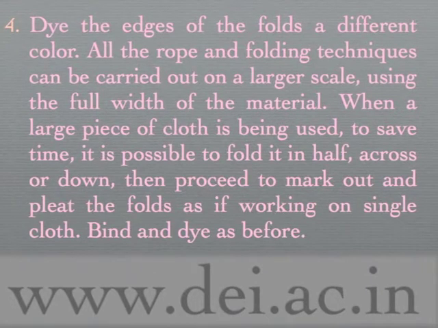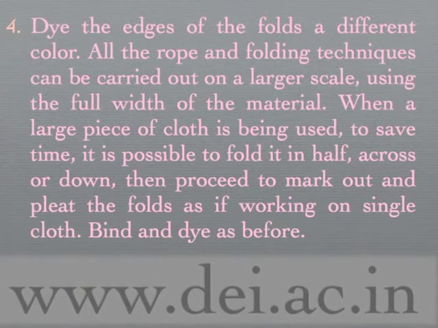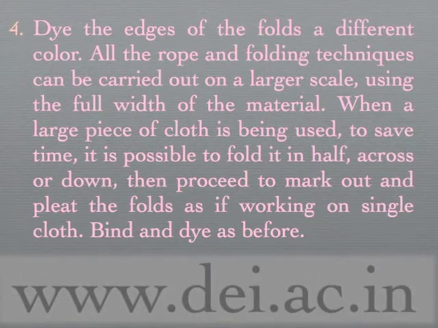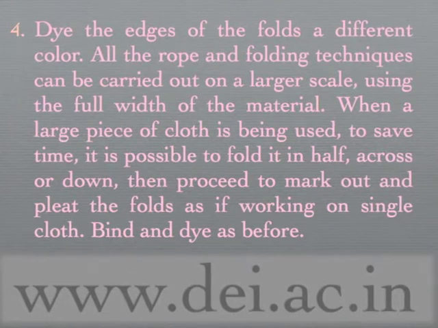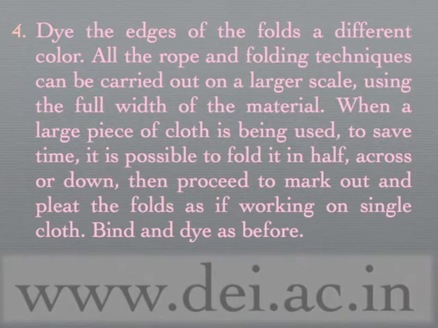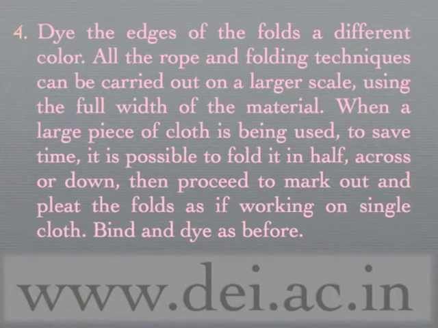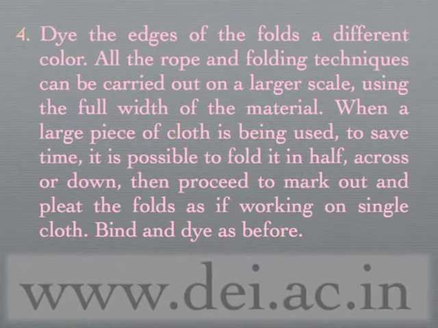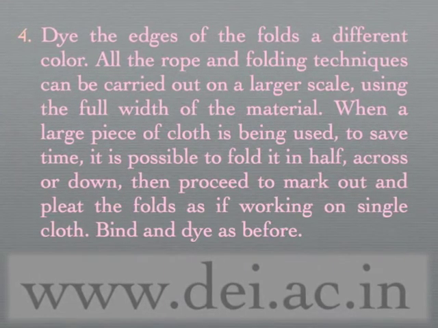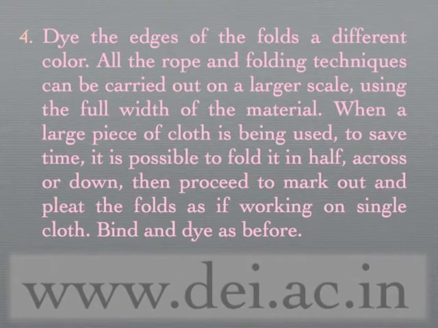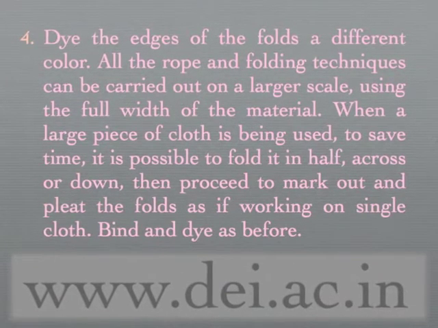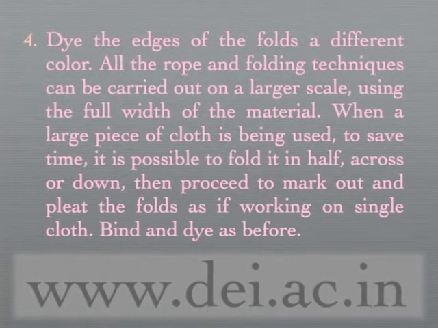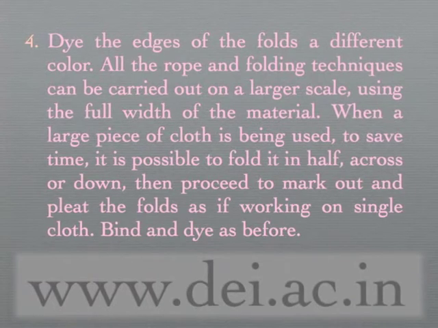All the rope and folding techniques can be carried out on a larger scale using the full width of the material when a large piece of cloth is being used. To save time, it is possible to fold it in half across or down. Then proceed to mark out the pleats, the folds, as if working on a single cloth. Bind and dye as before.